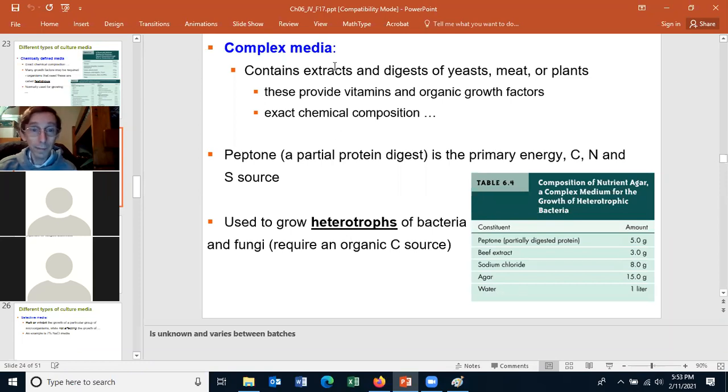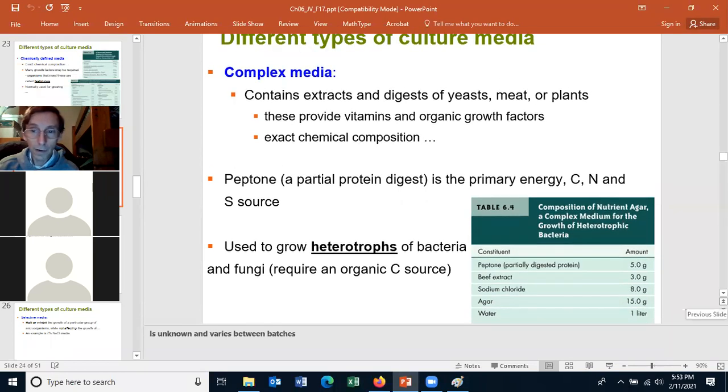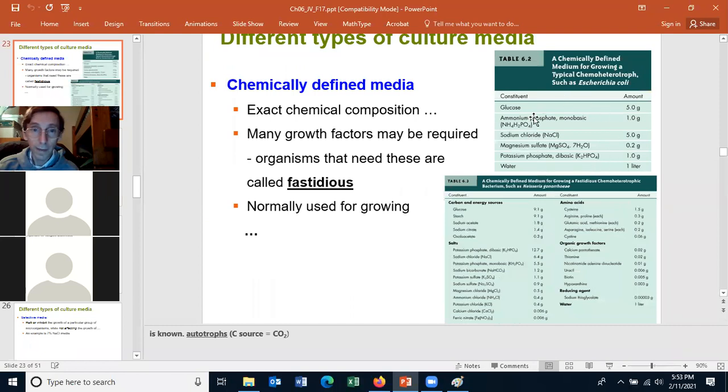We use complex media for growing heterotrophs, bacteria and fungi that require an organic carbon source. Chemically defined media are usually not used for anything except for an autotroph, because autotrophs make all of the molecules they need from water and carbon dioxide. Any question about any of that?